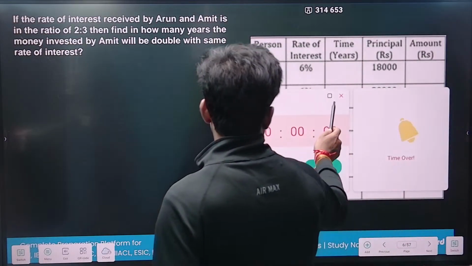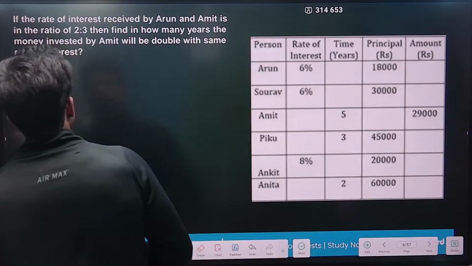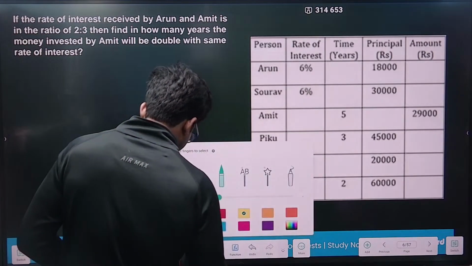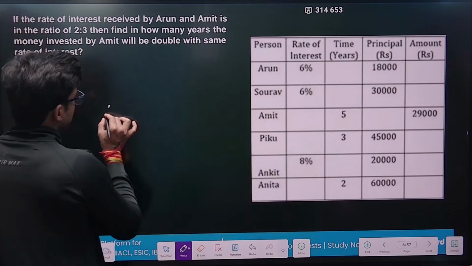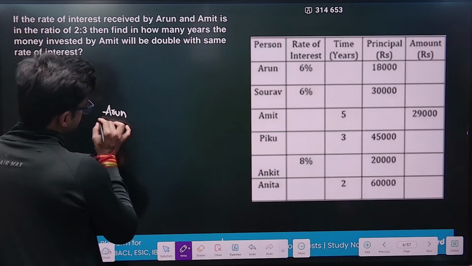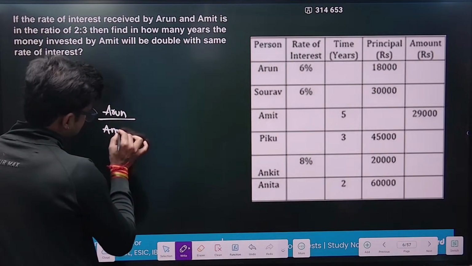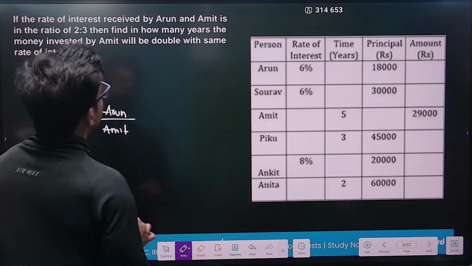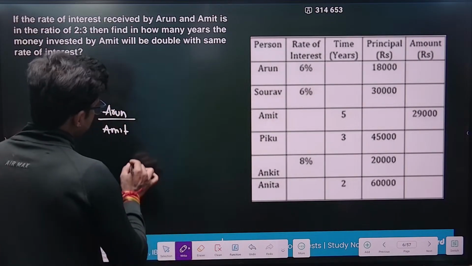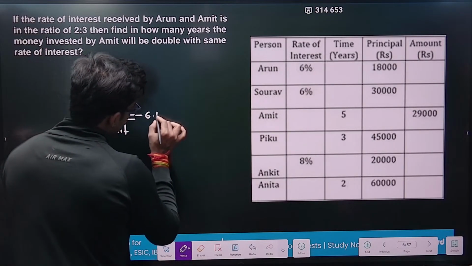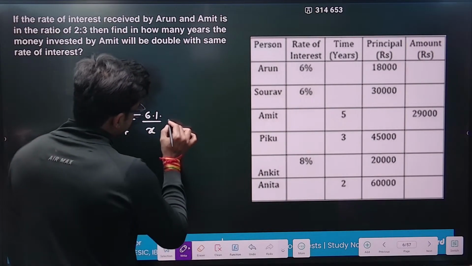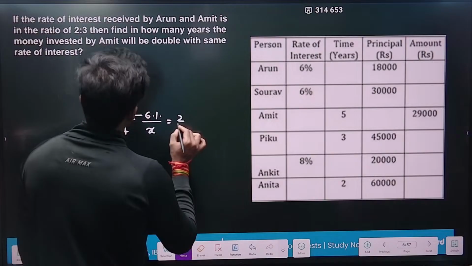So basically, what is the question? If the rate of interest received by Arun and Amit is in the ratio 2:3. So basically we are talking about Arun and Amit. Rate of interest of Arun is basically 6%. Amit's rate of interest is not given to us, which is x, and 6 by x equals 2/3.